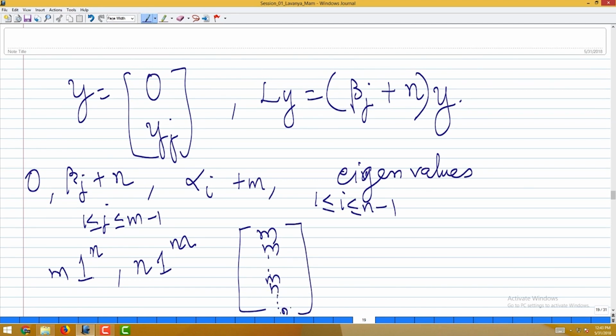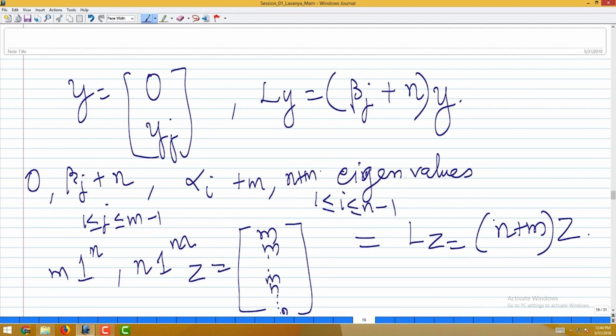If you look at this vector, this is also an eigenvector, for which eigenvalue? Following the same principle, if you apply L to it, let me call this vector z, then Lz is going to be n plus m times z. So this is an eigenvector for n plus m. So n plus m is another eigenvalue for this matrix.